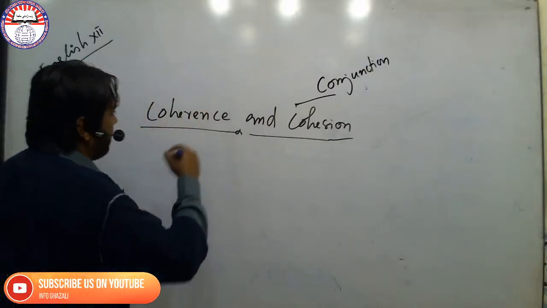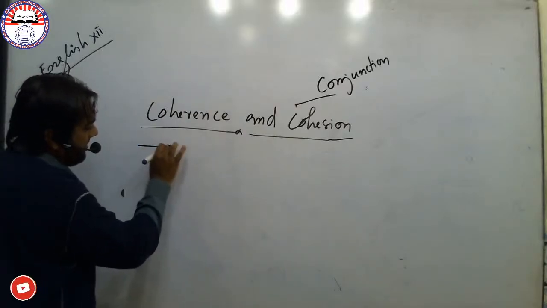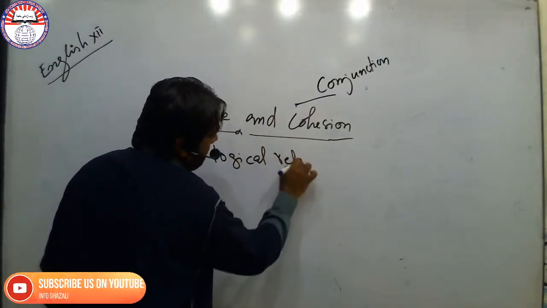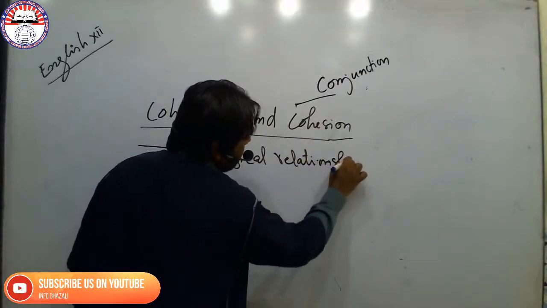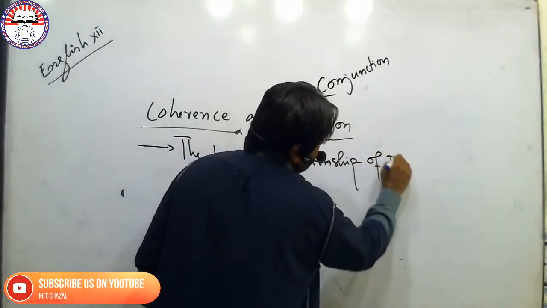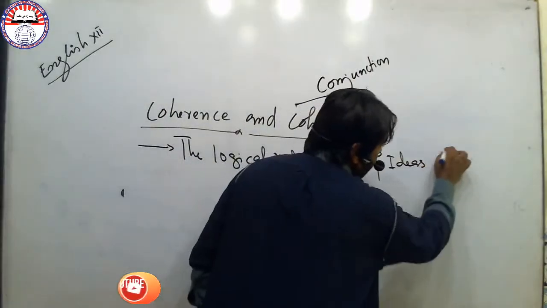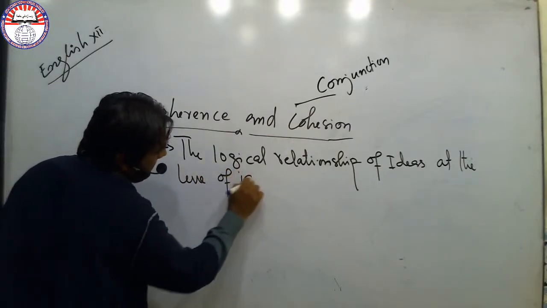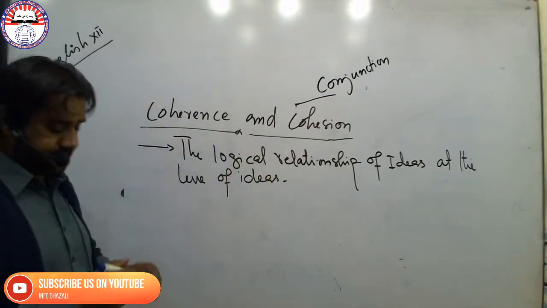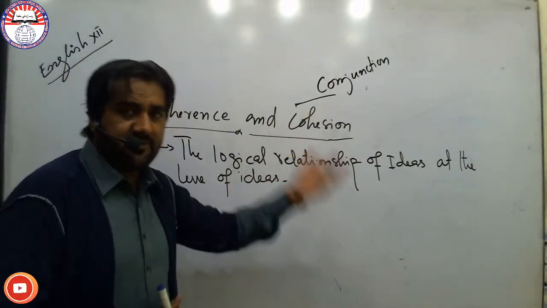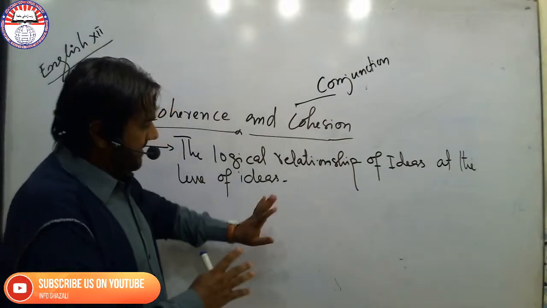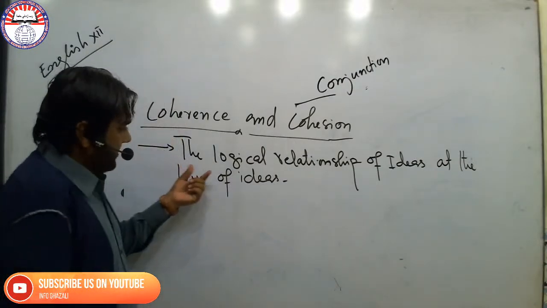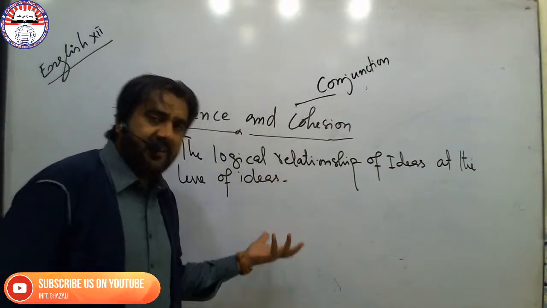So when we say coherence, we simply mean the logical relationship of ideas, at the level of ideas. I hope it is quite clear to you. Let me make it easier for you. Let me clear it in more detail. Let me expand this line into an explanation. The logical relationship of ideas at the level of ideas.